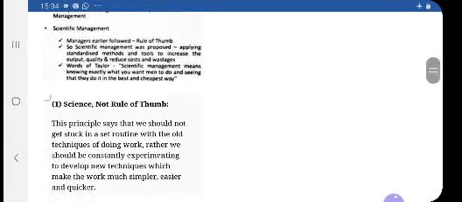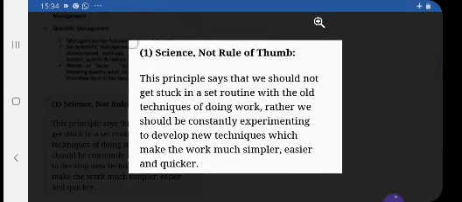First principle, that is science, not rule of thumb. It means all the work performed should be scientifically tested. This principle says that we should not get stuck in a set routine with the old techniques of doing work. Rather, we should be constantly experimenting to develop new techniques which make the work much simpler, easier, and quicker. He focused on keeping on changing the techniques.